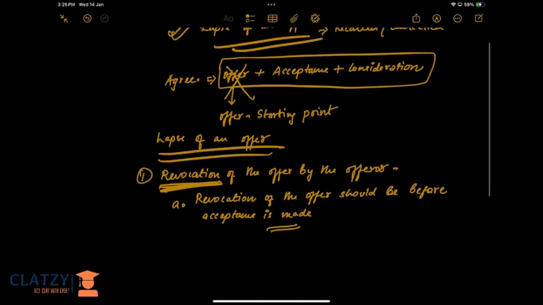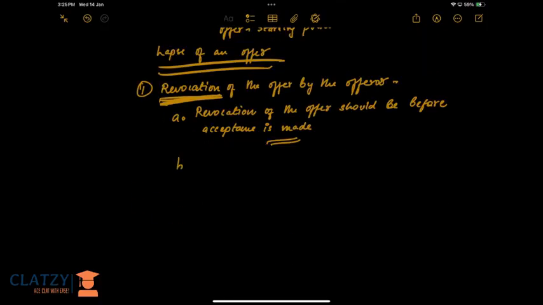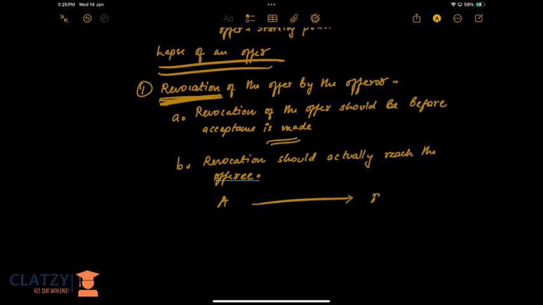Now there's one more point that you should note, which is that revocation should actually reach the offeree. Now try to understand this with the help of our pen example. A makes an offer to B saying that, will you buy my pen at ₹10? Okay, and A tells B that you have 2 days to accept my offer. The next day, A changes his mind and decides to revoke his offer.